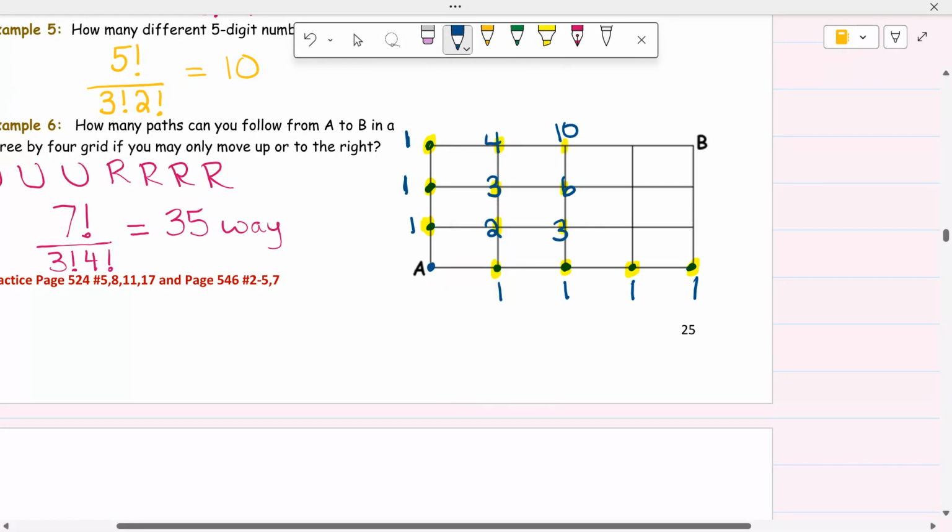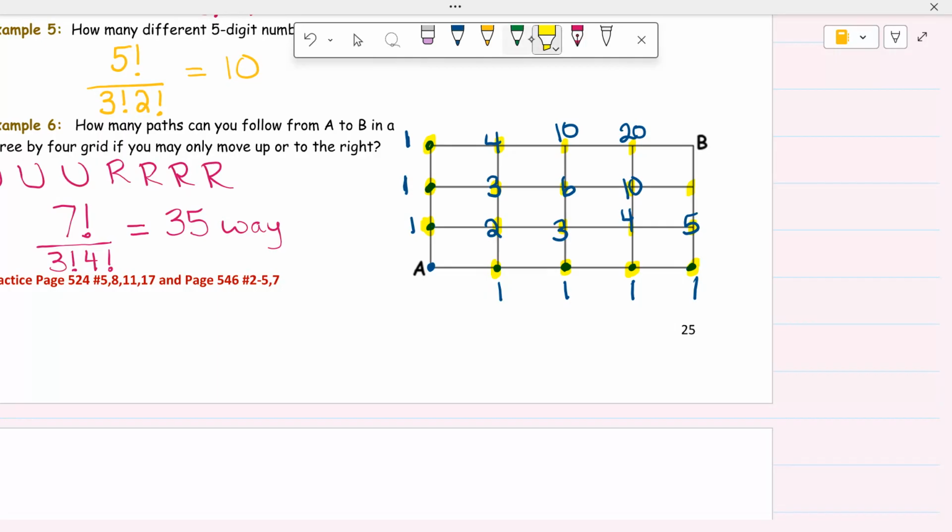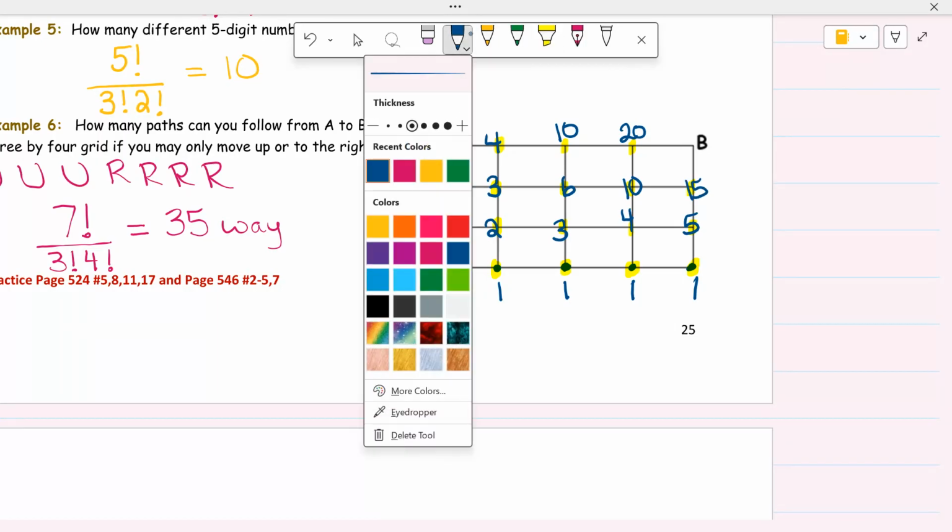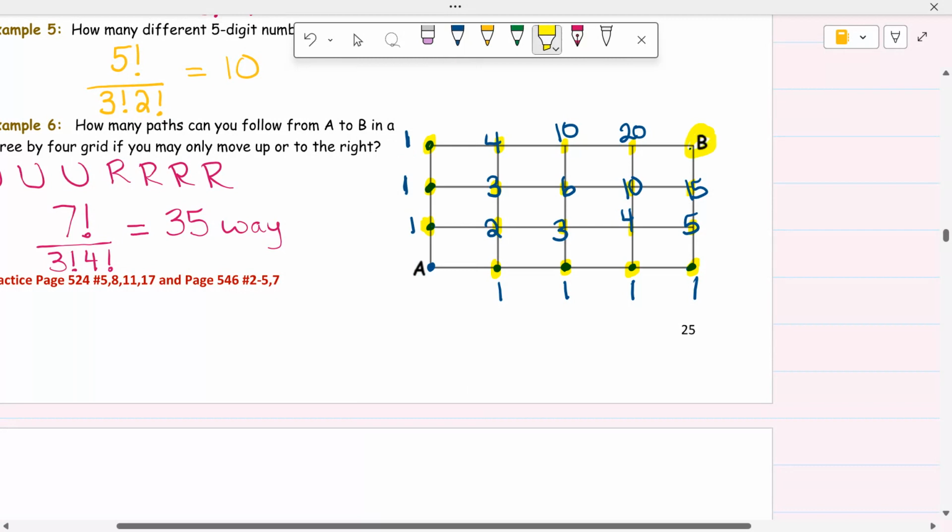Right, and so on. So then, how many ways to get to here? Exactly 4. And then here, 10. And then here, 20. And then here, 5. And then here, 15. And then finally, winner, winner, chicken dinner, 35.